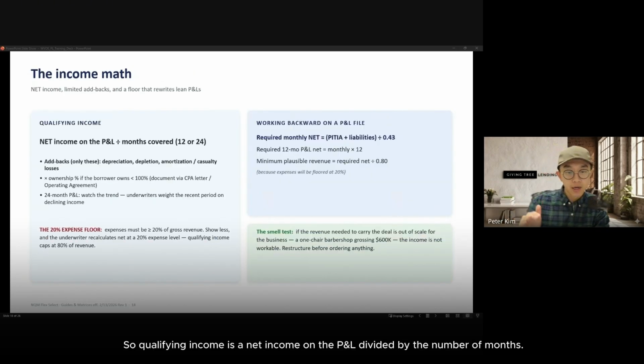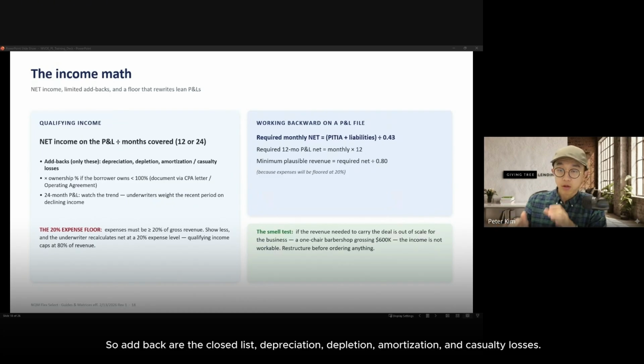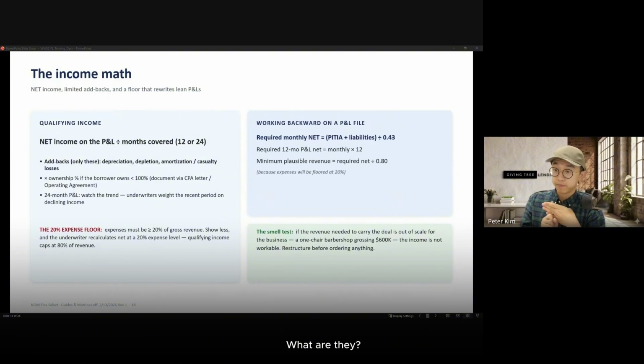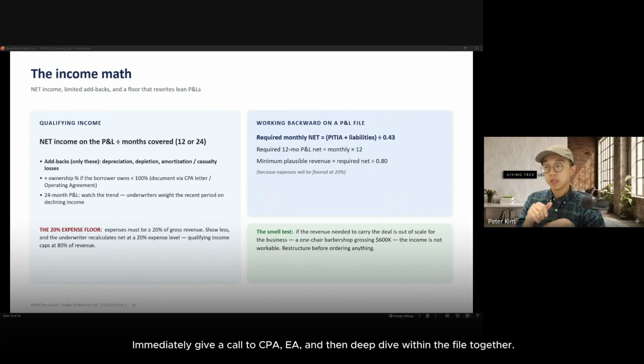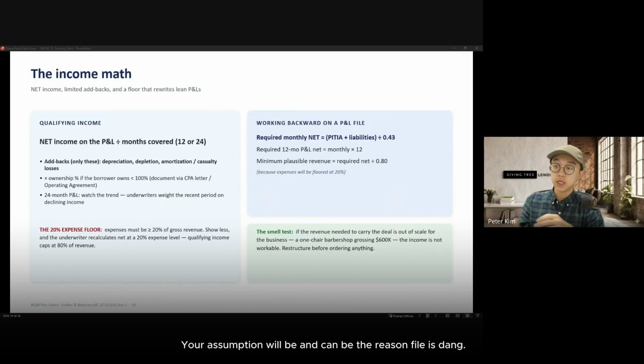Qualifying income is the net income on the P&L divided by the number of months. The add-backs are a closed list: depreciation, depletion, amortization, and casualty losses. What are they? If you don't know, don't try to learn it. Immediately give a call to the CPA or EA and then deep dive into the file together. Your assumption can be the reason the file is dying.